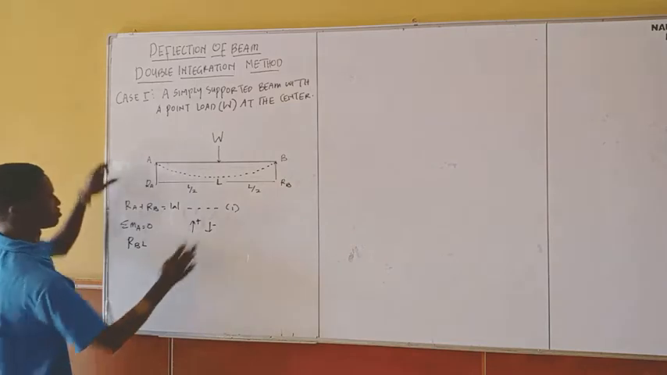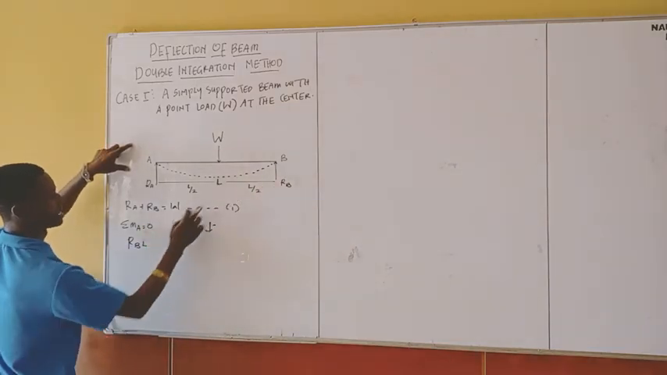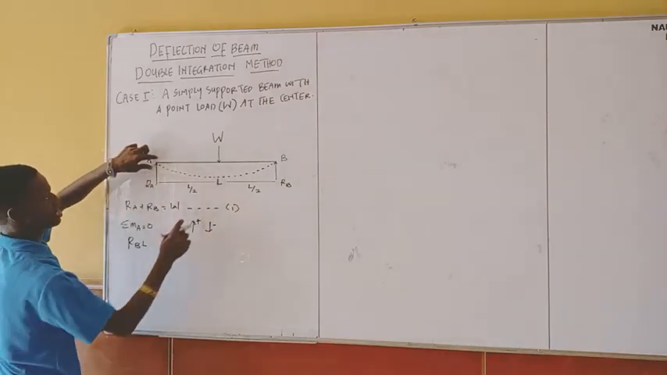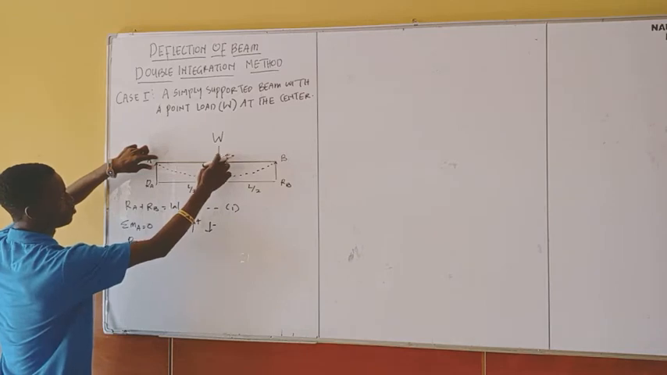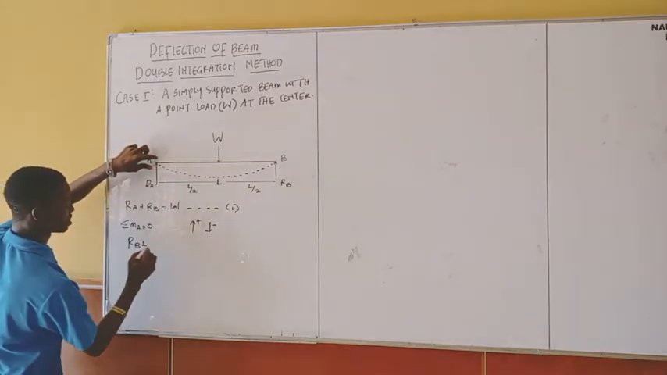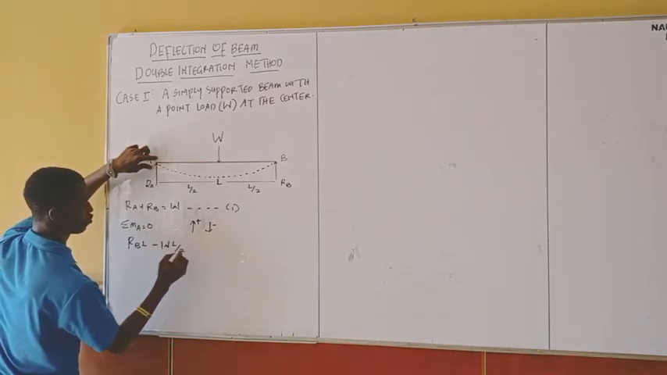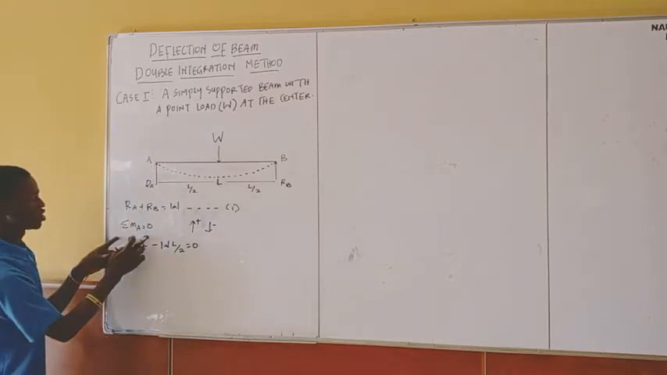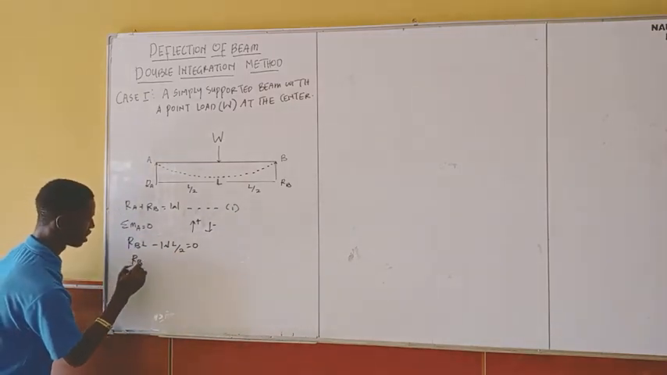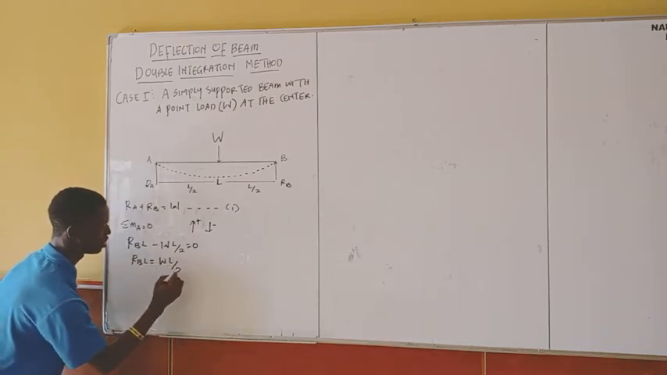So my RB is an upward force, carrying positive, and it's multiplying the L distance, because that is the total length before it reaches A. Now I have a downward force, which is W, and W covers L over 2 distance. So negative W multiplied by L over 2 equals 0, because the summation of my moment is to be equal to 0. So I have RBL equals, this one will come to the other side and become positive, WL over 2.